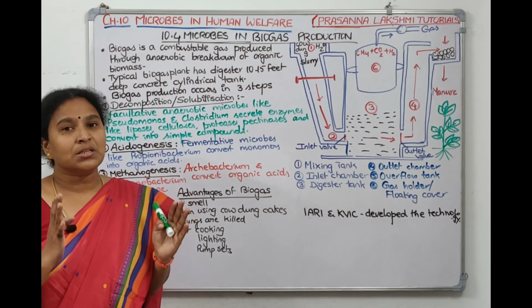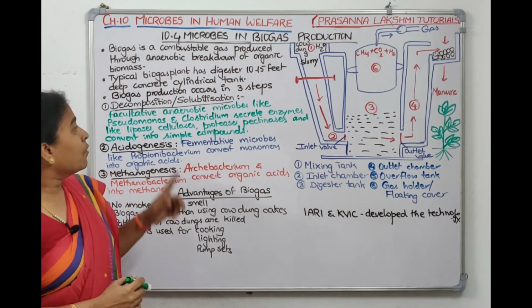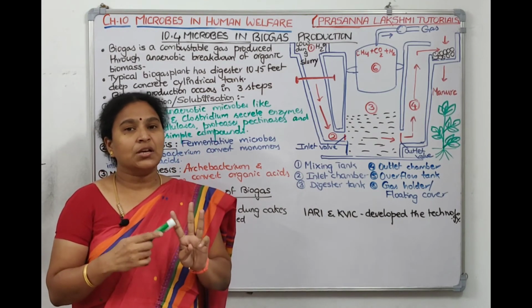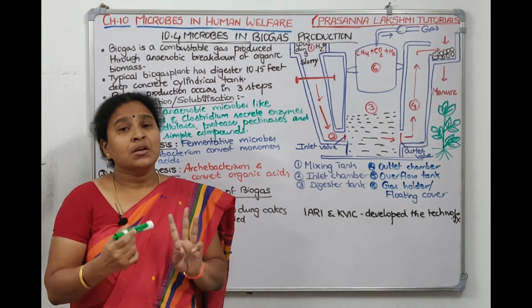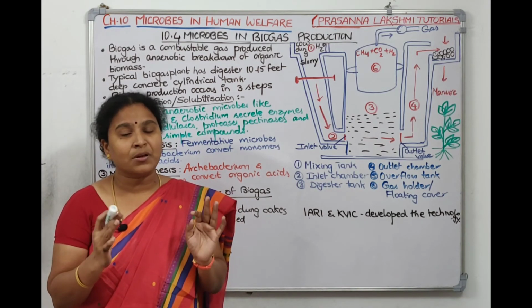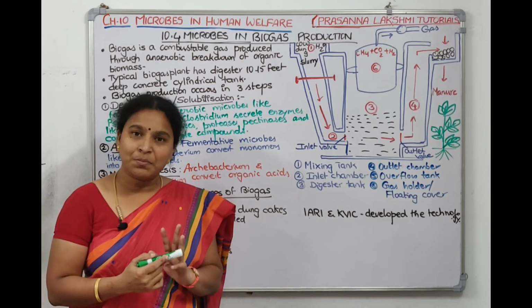What are the dimensions? It is 10 to 15 feet, cylindrical, it is a concrete tank, right? Now biogas production occurs in 3 stages. The first stage is called solubilization, the second stage is called acidogenesis, and the third stage is the exact process where methanogenic bacteria act and biogas is produced, called methanogenesis.